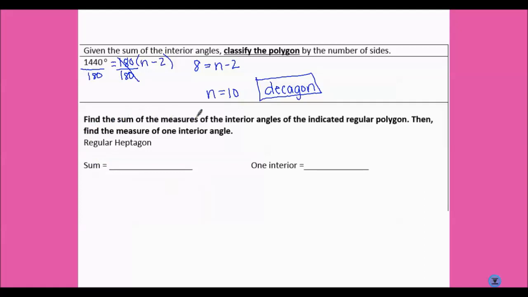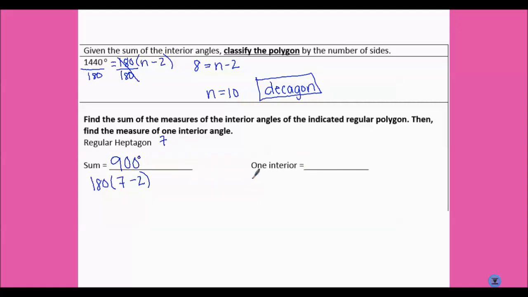Next, we're going to find the measures of the interior angles of the regular polygon. Then find the measure of one interior angle. So since it's a heptagon, we know that has 7 sides, so the sum would be equal to 180 times 7 minus 2, which when we type it in our calculators will give us 900 degrees.